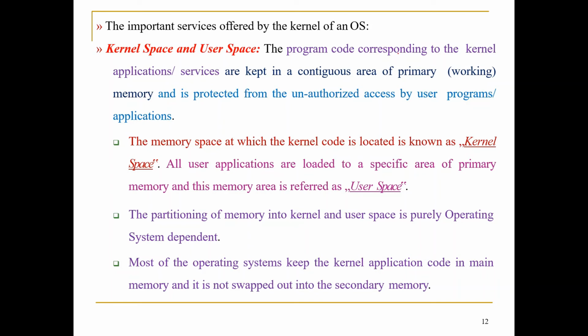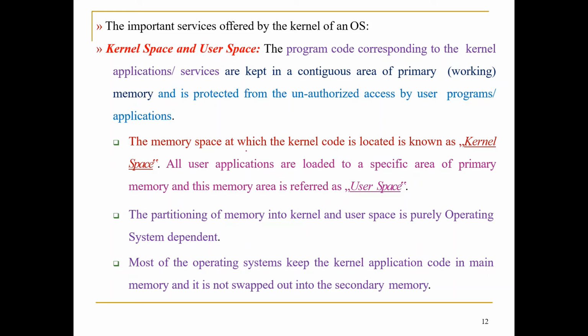The program code corresponding to kernel application services is kept in a contiguous area of primary memory and is protected from unauthorized access by user programs or applications. Very important. I cannot let a user play with the code of an operating system. If that happens, then normally I can say that the operating system has crashed, isn't it? So what has to be done is you need to keep all those critical data in a very much protected area of the memory where normal users or unauthorized applications will have no access at all.